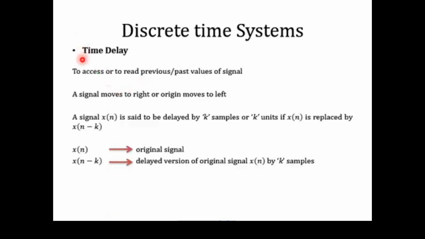Now, before moving further, let's take a quick review of the time delay and time advance operations. When we use a time delay operation, the basic objective is to access or read the previous or past samples of our signal. In order to access the previous history of our signal, we have to shift our origin towards left, or equivalently, the signal moves towards right. So if x of n represents the original sequence, then its delayed version by k samples will be represented by x of n minus k.